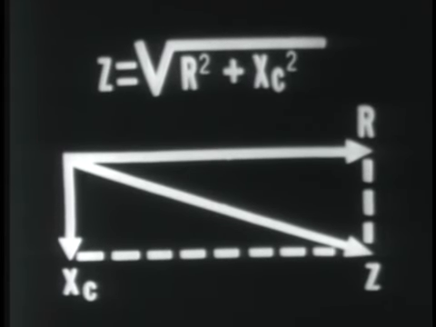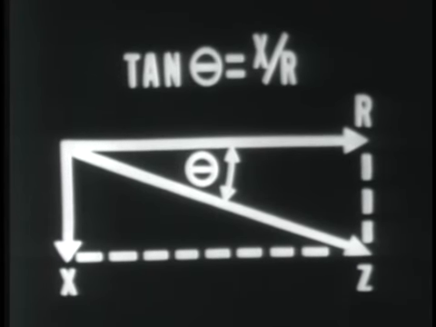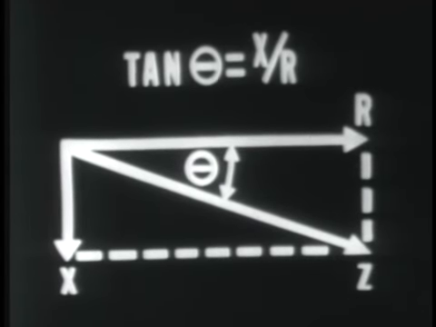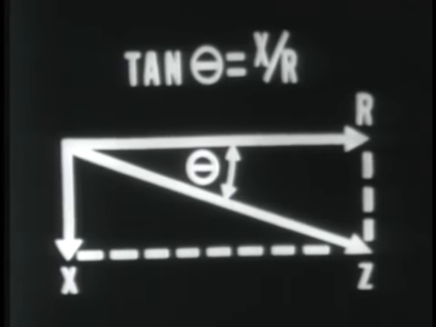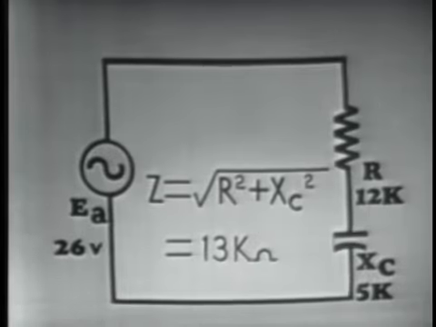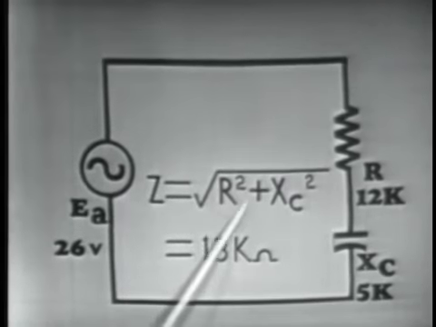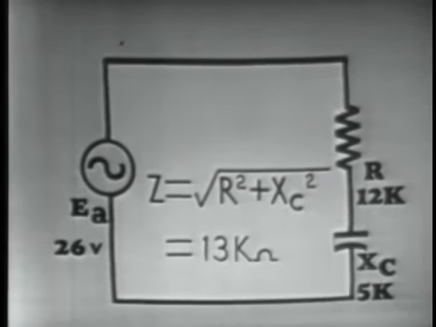To determine the impedance angle, we can use the tangent trig function, and this is mathematically stated as this, where the tangent of angle theta is equal to X over R. Side X would be your opposite side, side R would be your adjacent side. Using this, then, we can determine our impedance, as we said, by using Pythagorean theorem. Z is equal to the square root of R squared plus X sub C squared.